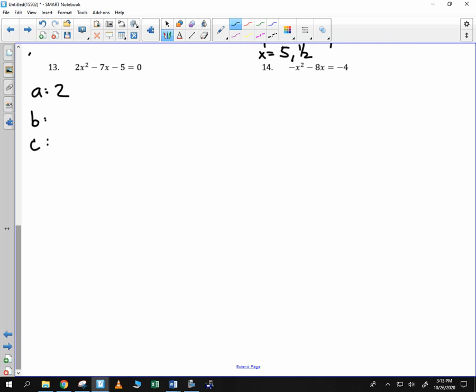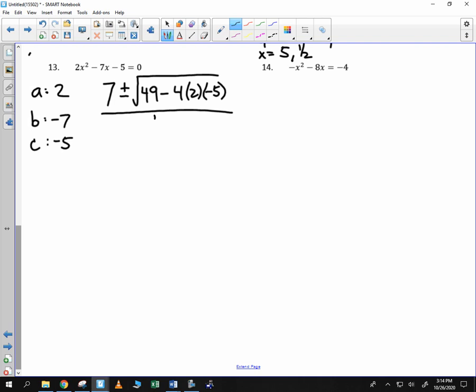A is 2, B is negative 7, C is negative 5. Negative B would be positive 7, plus or minus the square root of B squared, which is 49, minus 4 times A, which is 2, and C, which is negative 5, divided by twice the A value. So we have 7 plus or minus the square root of 4 times 2 is 8, times negative 5 is negative 40. 49 minus negative 40 is 89.